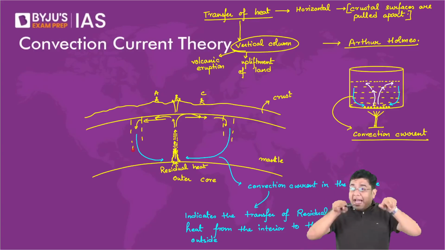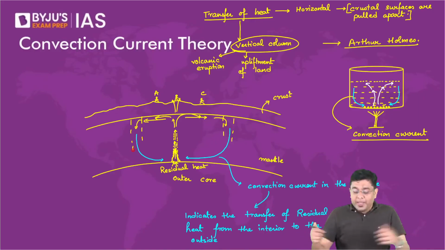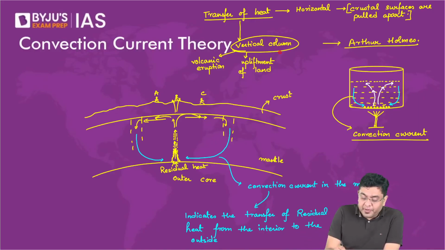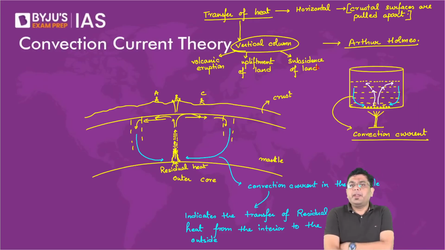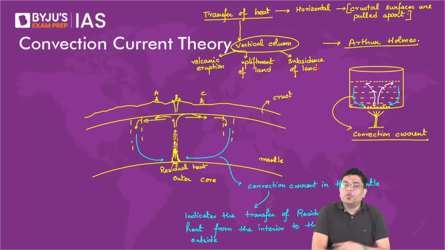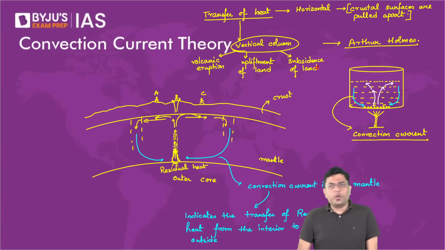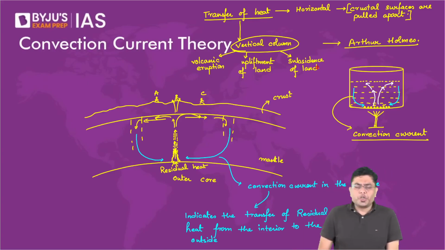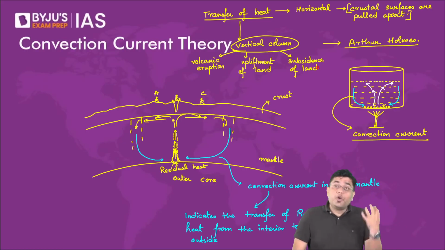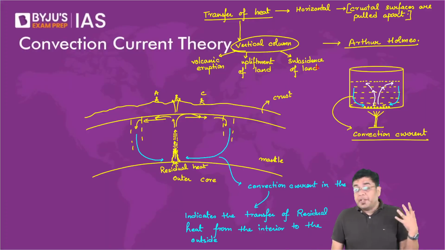So here, as the heat is actually going down, in these areas you will observe submergence of land or subsidence of land. Subsidence of land. Right. So that is what Arthur Holmes basically said. He did not go ahead with the explanation of what will happen in the horizontal column. He did not go ahead with the explanation of what will happen if the crust is weak or strong. He simply talked about the transfer of heat through the mantle with the help of the convection current.